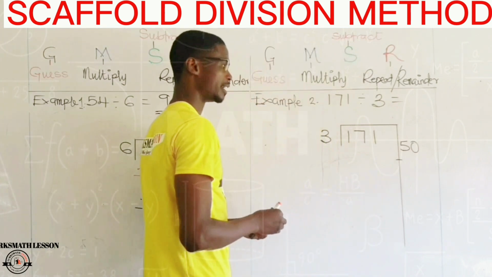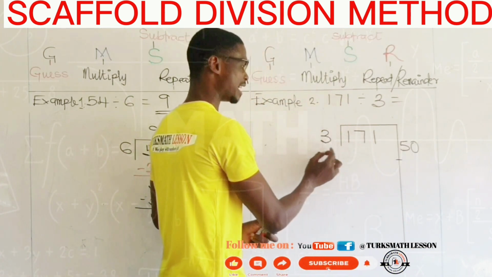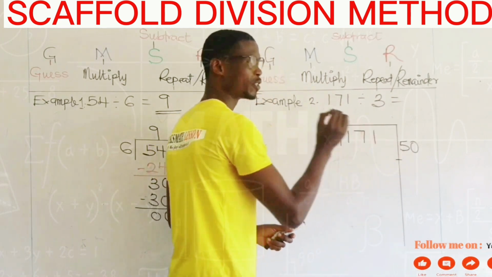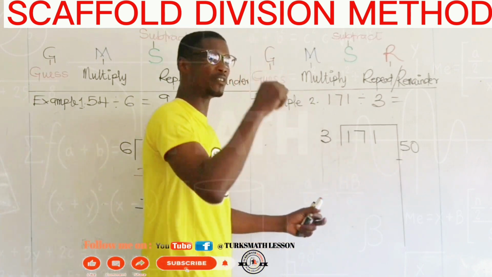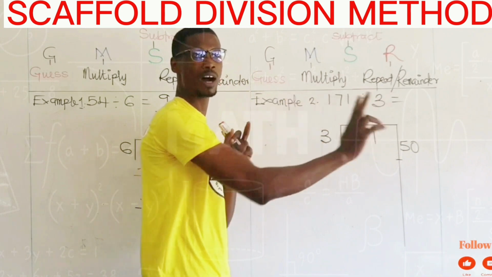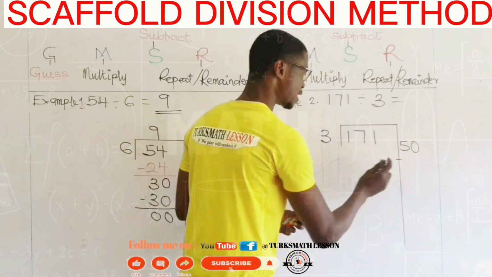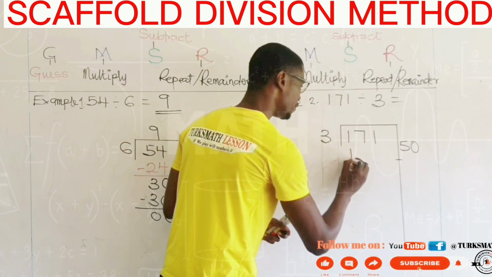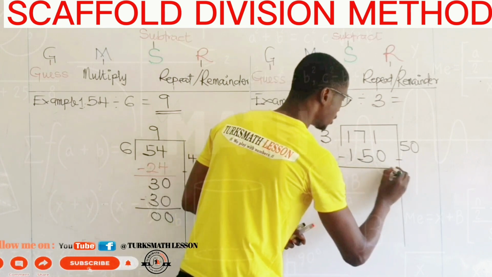Now, in a simple way, you can multiply directly by saying 3 times 50, which will give us what? 150. Or 3 times 5 will give us 15. Then attach the 0 to it, which becomes 150. Are you following? Yes. So 3 times 50 gives us 150, so you write your 150. Nicely. Very good. So what is the next step?